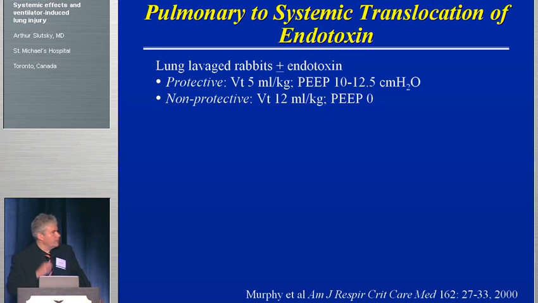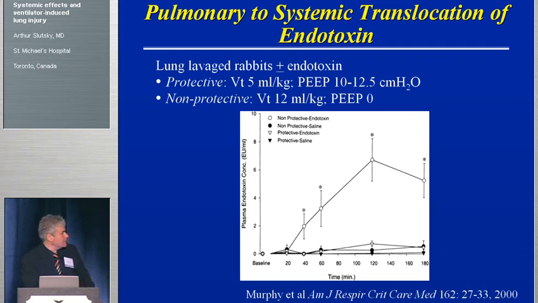This is true not only for bacteria. This is a study from Brian Kavanagh's group in Toronto, looking at lung-lavaged rabbits who were given endotoxin or not given endotoxin endotracheally. They were then ventilated with a protective ventilatory strategy, 5 ml per kilo, PEEP of 10, or a non-protective strategy, 12 ml per kilo, PEEP of 0. They then measured endotoxin levels in the plasma. And here are the plasma endotoxin concentrations.